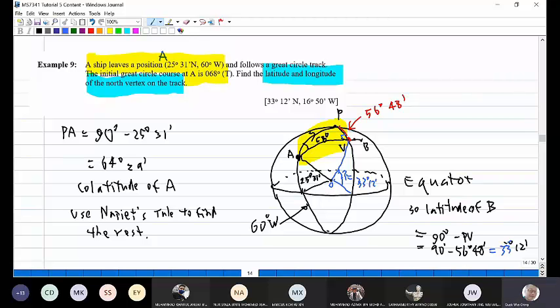Right. So they'll give you the latitude of the vertex now. Vertex is here. Vertex here, right? So latitude of vertex is 33 degrees 12 minutes. All right. So that's how you find latitude of vertex here. So I solved this first part, right? This is the latitude of the vertex.